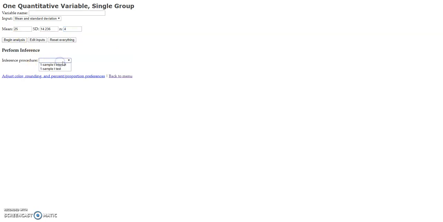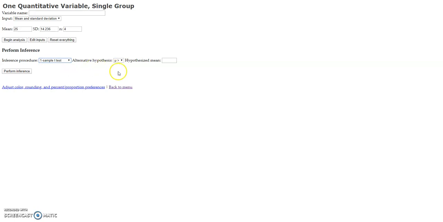Our inference procedure, everyone should know this, is a one sample t-test. If we're calculating a p-value, it's a one sample t-test, right? All right, now here is the cool part. You get to put in what your alternative hypothesis is, whether the true mean is greater than, less than, or not equal to. Our first one was that the true mean was less than. And then the hypothesized mean is what's in your null hypothesis. So our null was that mu is equal to 30, so that's what the hypothesized mean is. This is our first alternative here, and I'm going to click on perform inference.